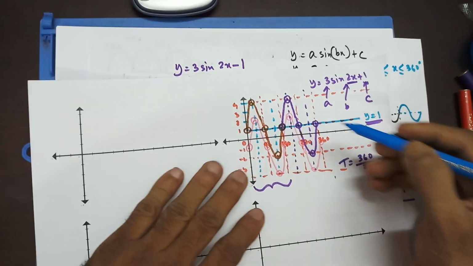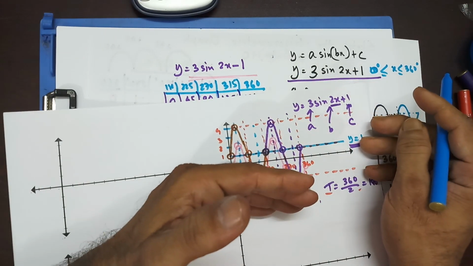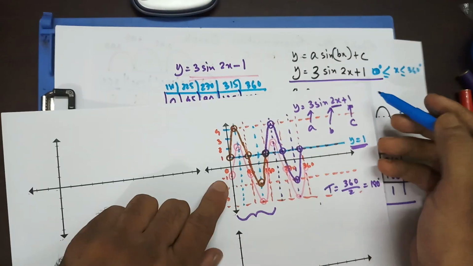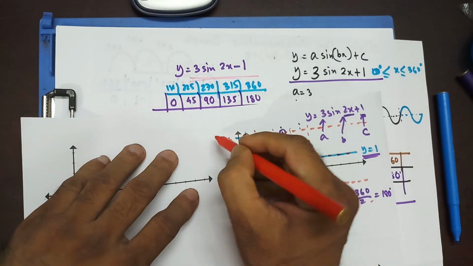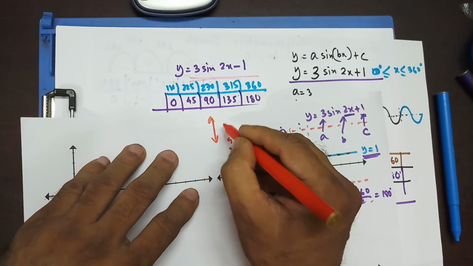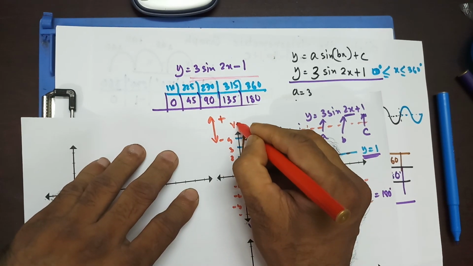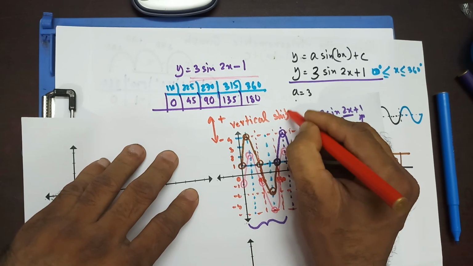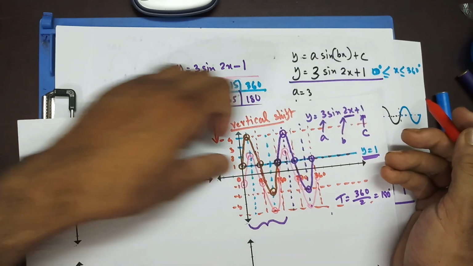So you can see that the value of C determines whether the graph goes upwards or downwards. This is known as vertical shift, because it's moving vertically. Positive is this side and negative is this side. So we call that a vertical shift, which took place because C was not 0. If it was 0, the baseline is on the x-axis.